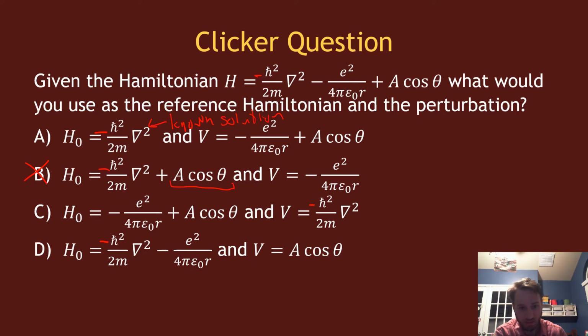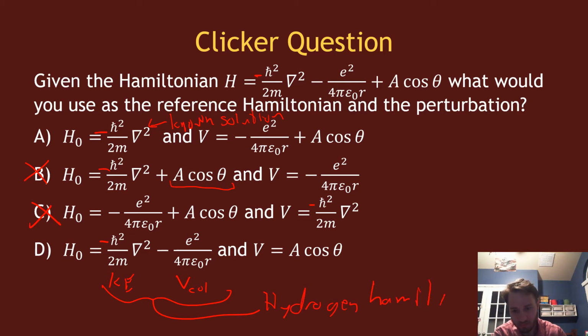H naught here is just some potential energy terms, no kinetic energy, and I have no idea how to solve this. And then D here has a kinetic energy term plus this Coulomb potential, and this stuff together gives you the hydrogen Hamiltonian. We do know how to solve the hydrogen Hamiltonian, and then the perturbation is A cosine theta. So D and A are valid ways I could do this.